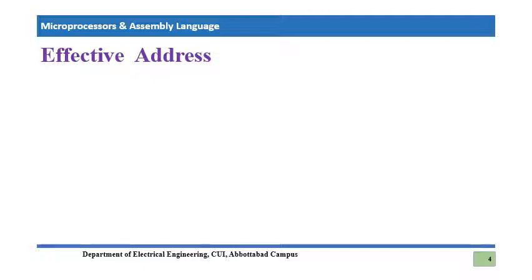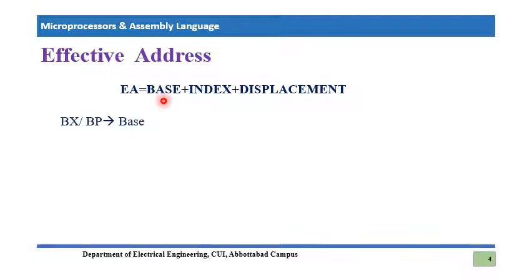Okay, in this slide we are going to discuss effective address. I told you that in the physical address formula we have replaced offset with effective address. So what is this effective address? Effective address is just a summation of three different things: base plus index plus displacement. So these three options will be added to calculate effective address. And what is this base? This base value is basically the content of either the BX register, which is the base register, or the base pointer register.